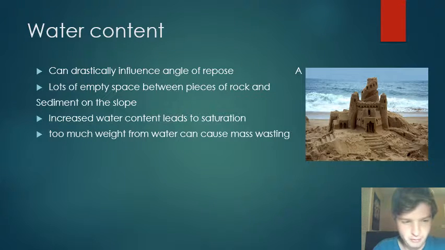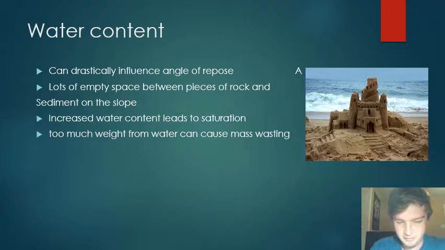The higher the amount of water present with the slope can decrease the slope's angle of repose and lead to mass wasting. Another factor to consider is the surface tension between the sediment or rock making up the slope. If a substance has a higher surface tension, it is less likely to be affected by the water. Eventually, however, the material can become oversaturated and water will work its way between the pieces and lubricate them, which can lead to mass wasting.